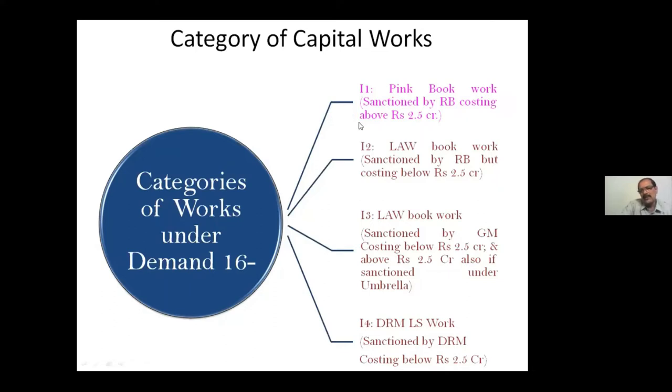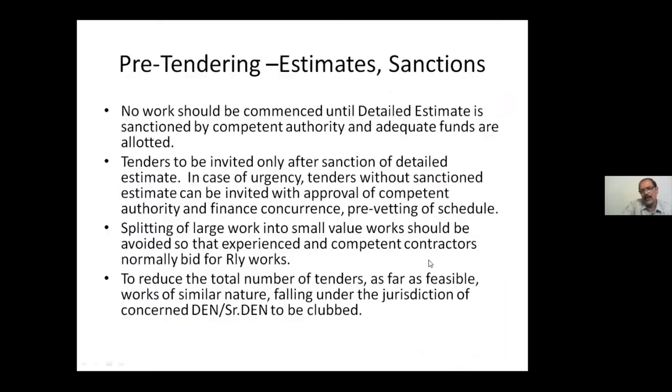LAW means list of approved works. So you may get an abbreviation question: what is LAW? List of approved works. Then you may also get LSWP, lump sum works program.